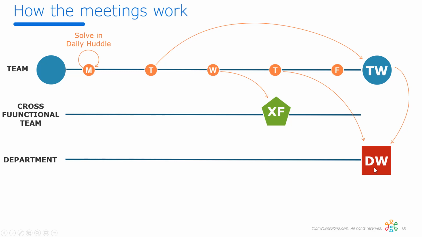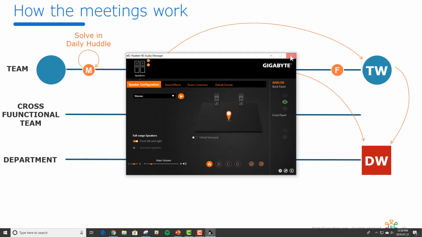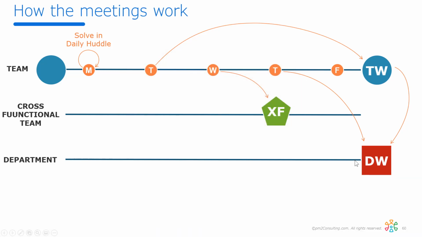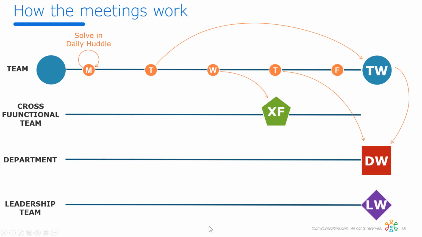Now, there's one level, of course, that's above the department, and that is the overall leadership team. So that leadership team also has a weekly meeting. They have the same agenda, working on the same sorts of issues, but in this case, they're issues that they've self-discovered or are escalated from the cross-functional team or from the department team. So again, this escalation process makes sure that we have the right people at the table making the right decisions.